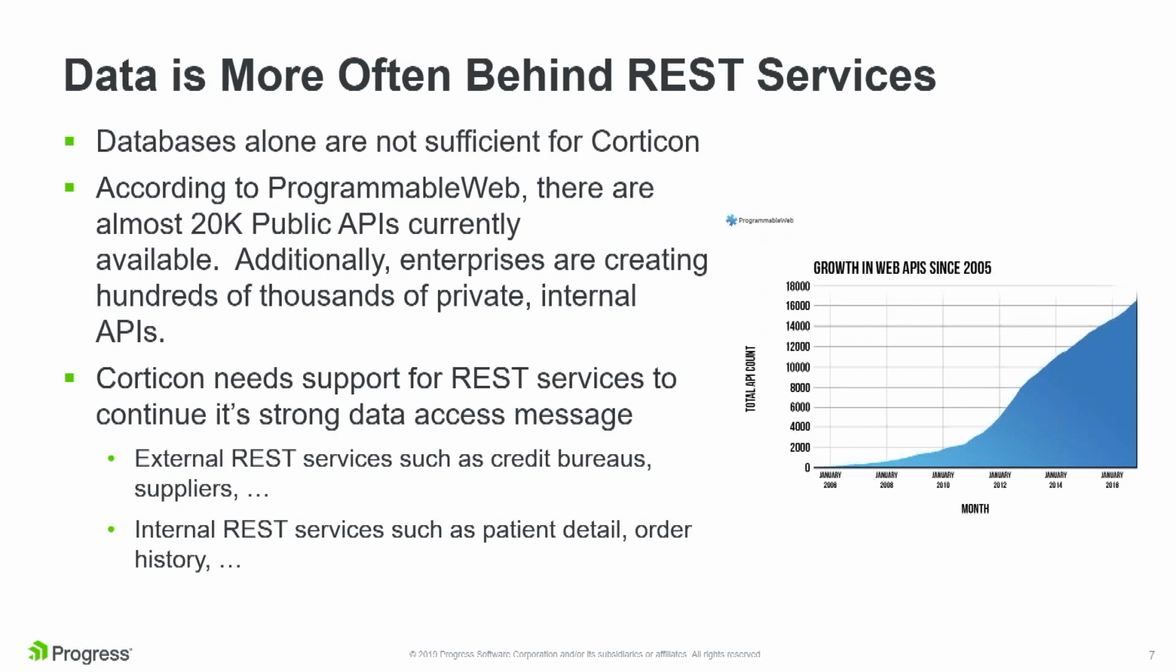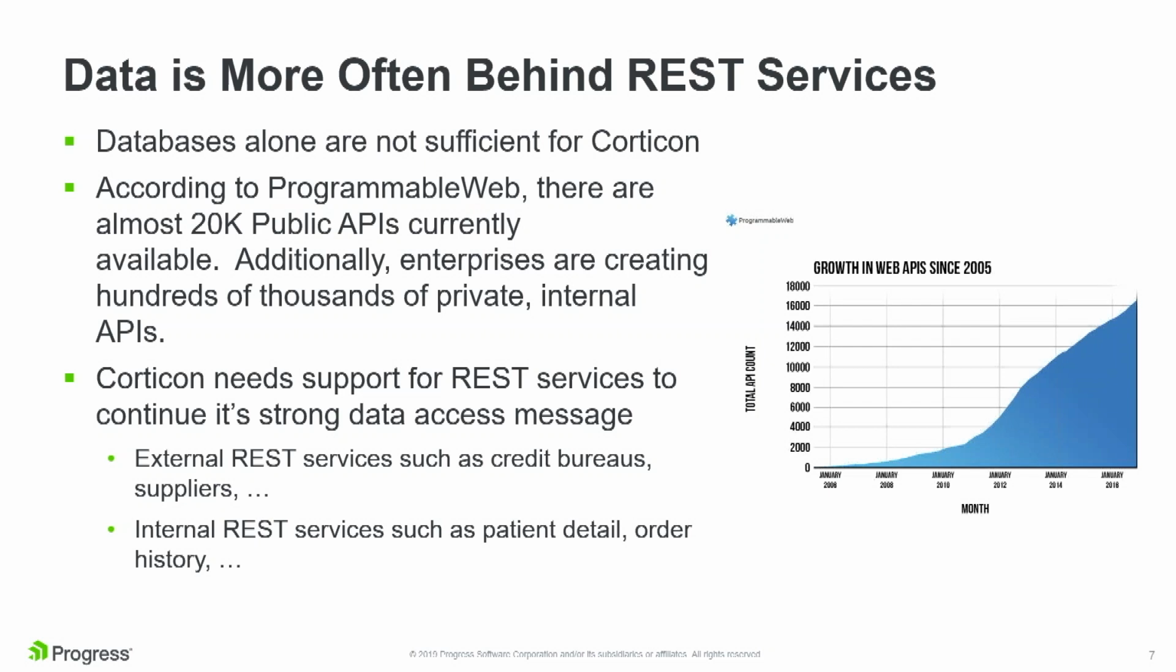We have a data access story in Corticon. We tell our customers, hey, if you're using Corticon to create your rules, you have the ability from that system to go access your data sources, bring the data in to do data enrichment, get additional information so that you can complete your rule processing. That's a great story. It's been very successful for us, but we've been coming up short, more recently, because we haven't had that REST capabilities.